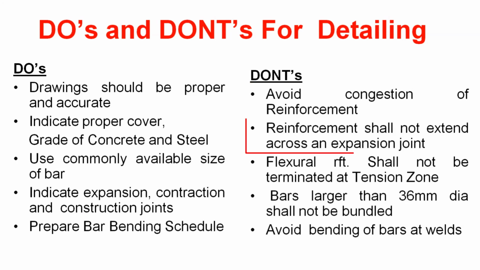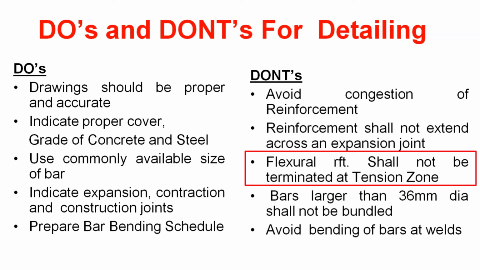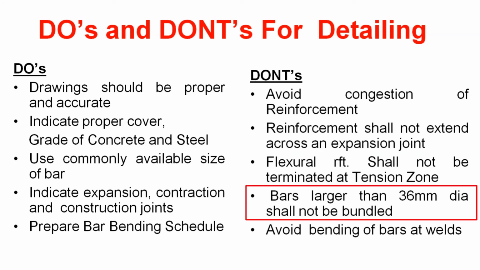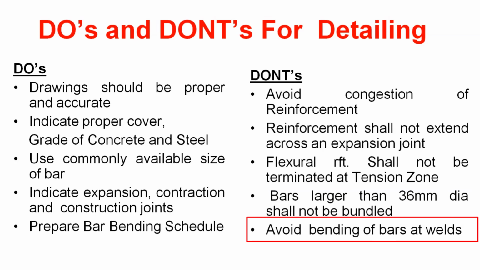The reinforcement shall not extend across an expansion joint. Structural reinforcement shall not be terminated in the tension zone. Bars larger than 36 mm diameter shall not be bundled. Either they should be welded or they should be coupled. We should avoid bending of the bars at the welds. After taking all the precautions, we should release the drawing for the construction purpose, mentioning that it is good for construction.